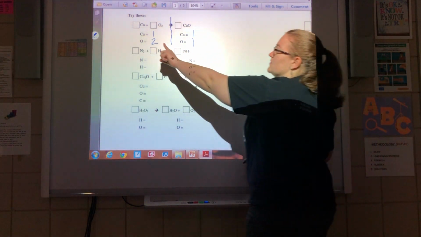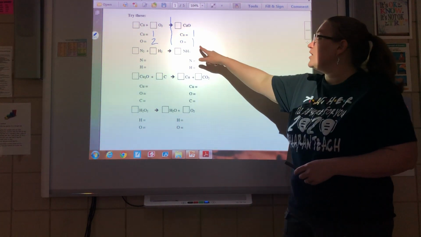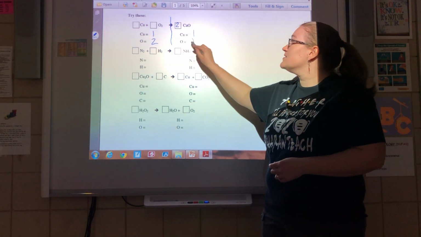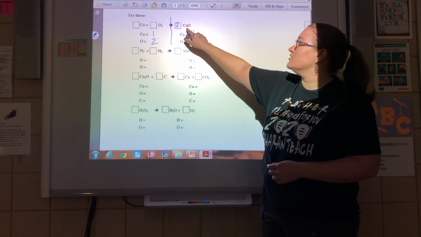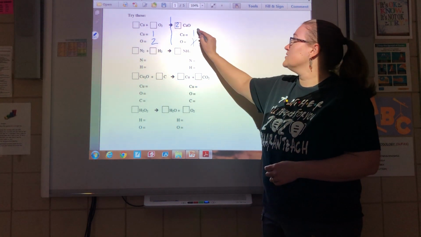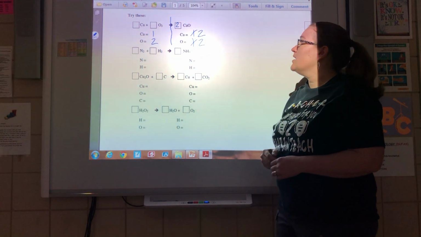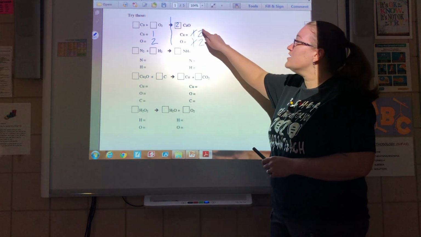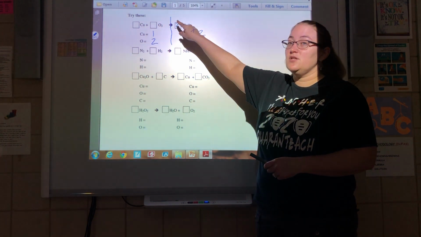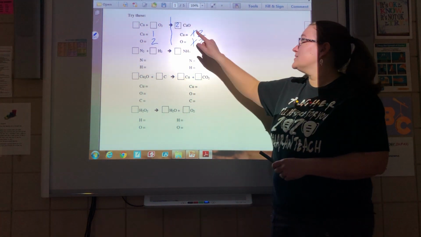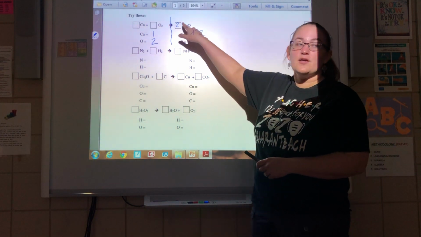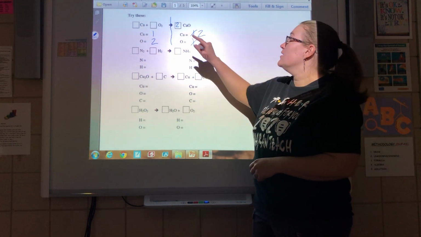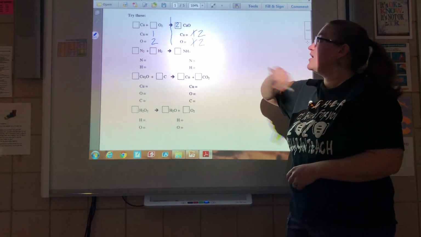I've got 2 on the left, so I need 2 on the right. What coefficient can I put here to give me 2 oxygens? 2. I can put a 2, and yes, that gives me 2 oxygen, but what else does that change? It changes it to 2 calciums. Okay? Now be careful when you are changing these. Do not change these numbers until you put a coefficient here. Because the mistake a lot of people make is they'll change these numbers and then they'll forget to go back and put their coefficient. Then they've messed their whole problem up. So make sure that you put this first and then you change the counts here.